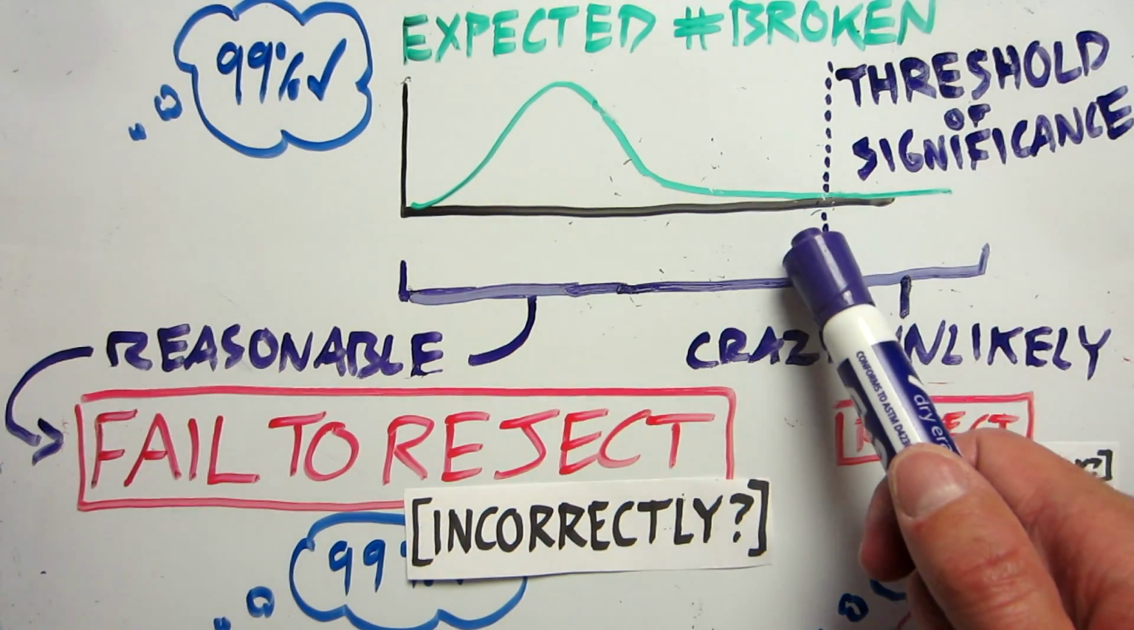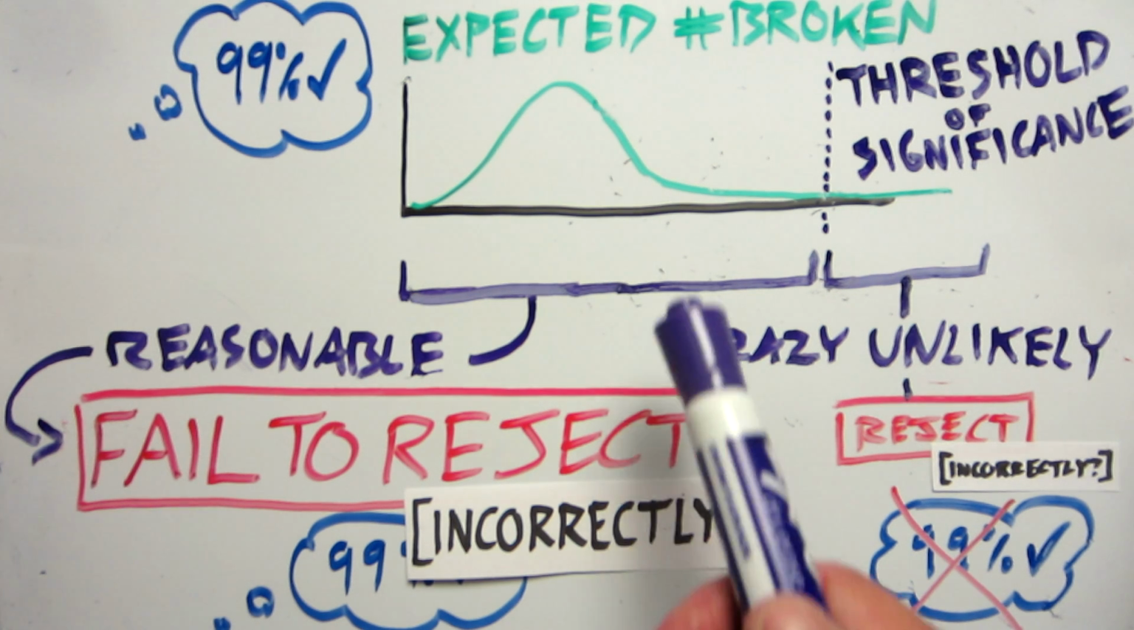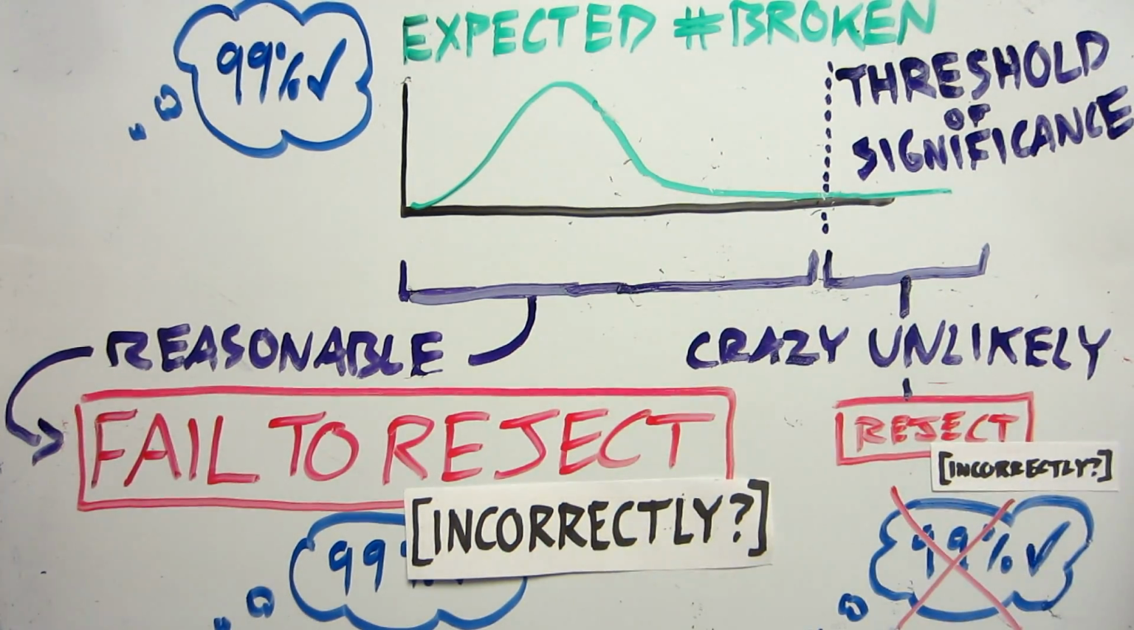There's no correct place to set a significance threshold, and neither of these standards is objectively better than the other. The choice depends on what you're trying to accomplish with your test, and which kind of error you'd rather make.